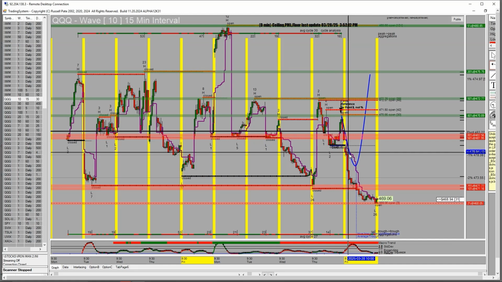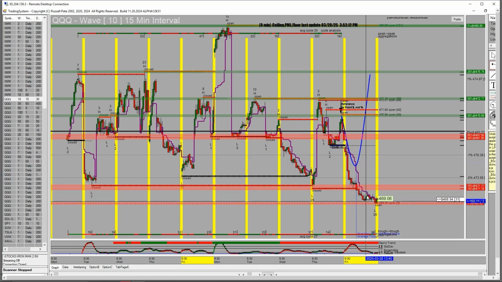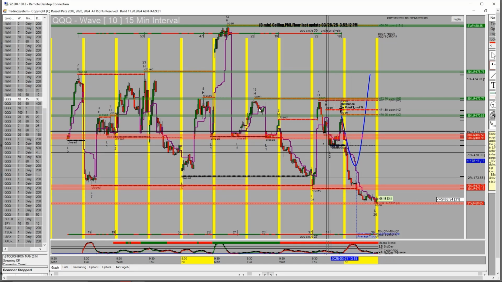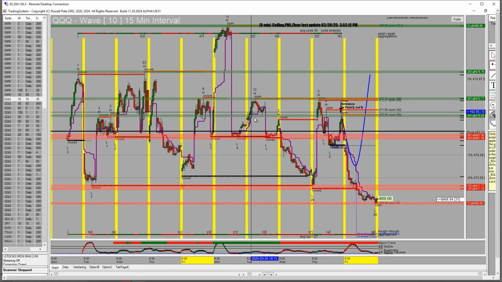Then we have the vector. The vector is the purple line. If the market is below the pivot, the vector acts as a resistance. Like right here, you can see the rejection from the vector, right? And above the pivot, you can see the support from the vector. When the price is above the vector, it acts as a support. As simple as that.